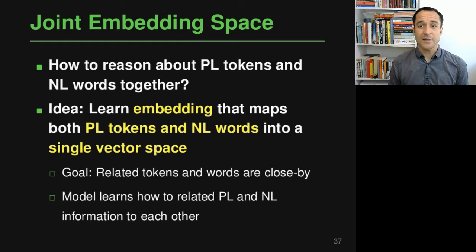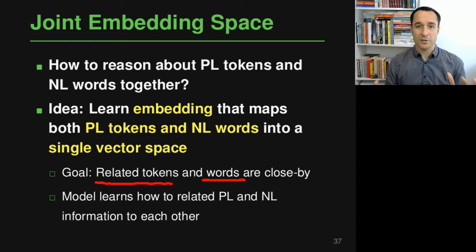That basically means that we are not just learning an embedding for programming language tokens or another embedding for natural language words, but we are trying to embed both programming language tokens and natural language words into the same single vector space. So the goal here is that any token and word that is related to each other will be close by in this space. So we will not only have related tokens close to each other and related words close to each other, but we will also have tokens and words that are related to each other close by in this vector space.